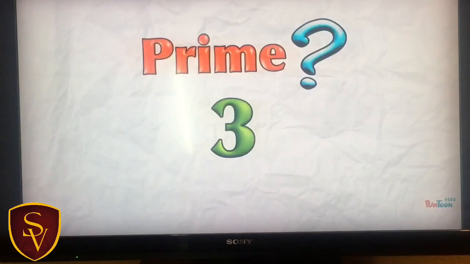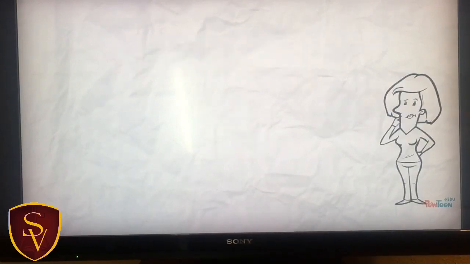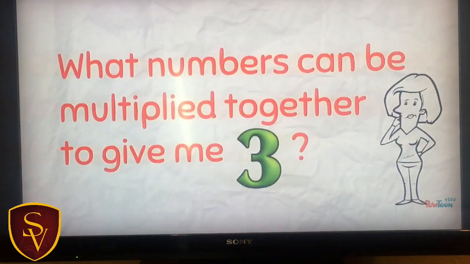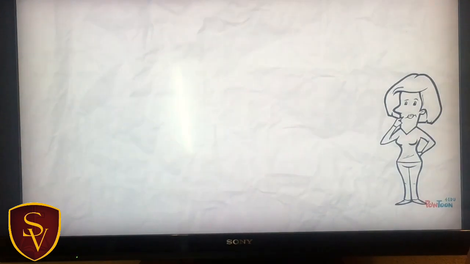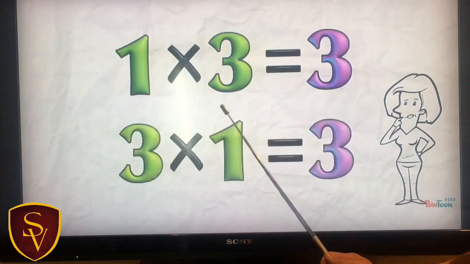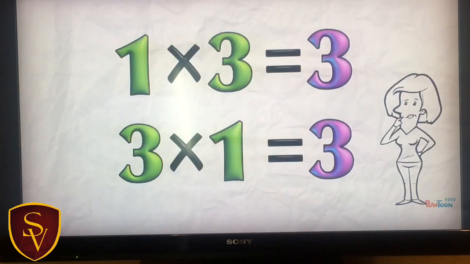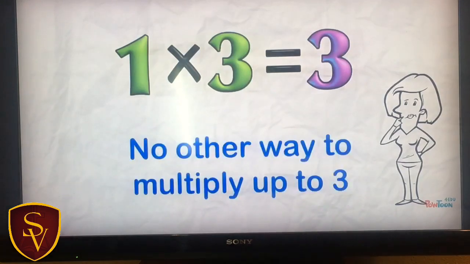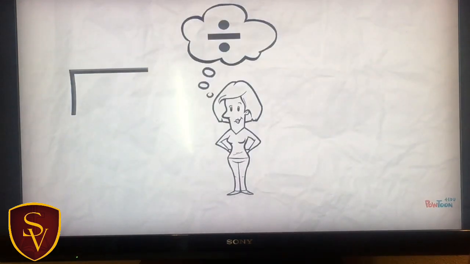Example, 3 is a prime number, is it? Yes, it is. Well, what numbers can be multiplied together to give me 3? Let's find out. The numbers that can give me 3 are 1 times 3 or 3 times 1. And that's it. No other way to multiply up to 3. That means that it's a prime number.